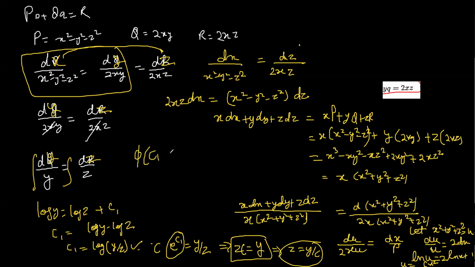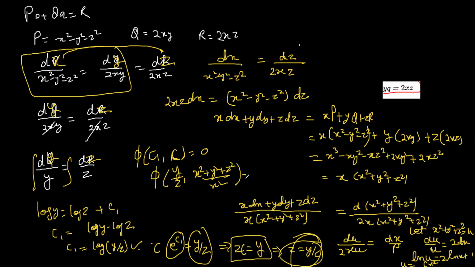Final answer will be c1, c2 is equal to 0. Where c1 is what? c1 is y by z, sorry, c1 is y by z, yes. And c2 is, put the value of u, you will get x square plus y square plus z square upon x square is equal to 0. Okay. When we do revision, I will tell you when. Right now, see how it is going to be solved.